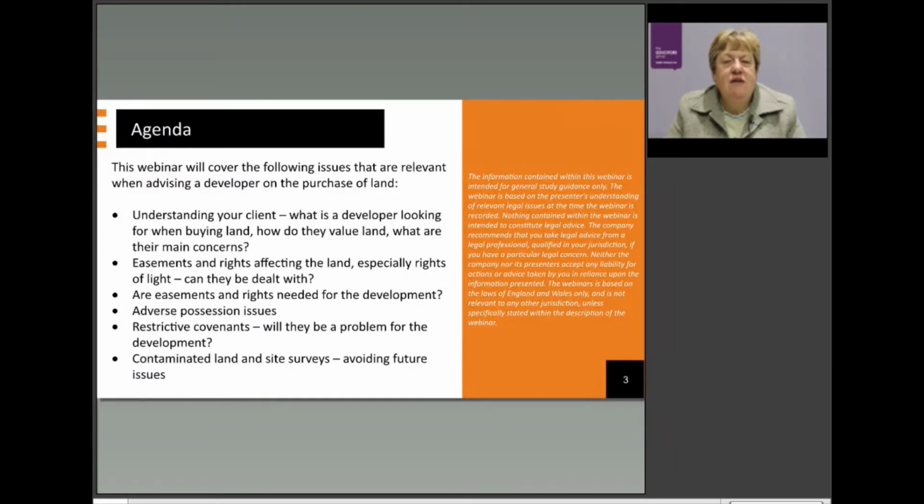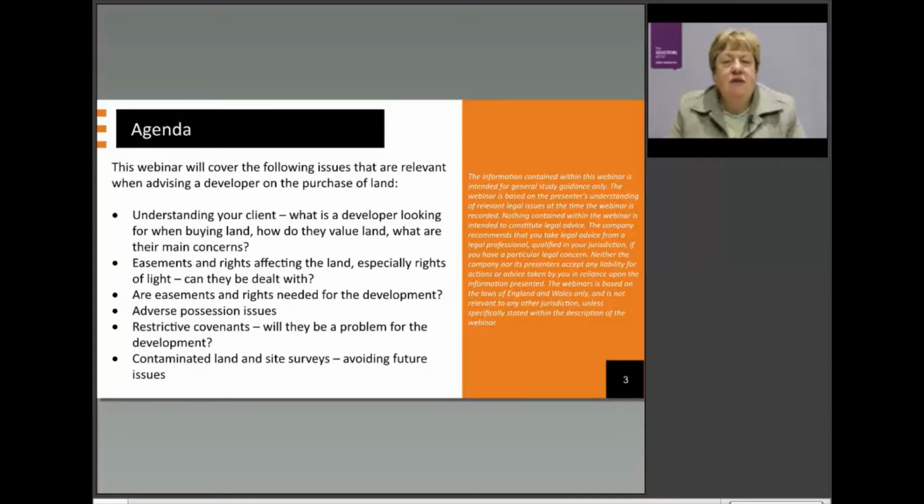And today we are going to be looking at the following issues. Not surprisingly, there's 10 of them. That's because the title talks about 10 tips and traps. So we're going to be starting by looking at the developer.